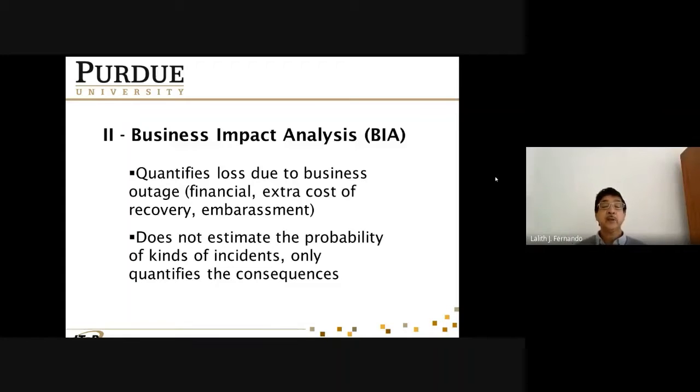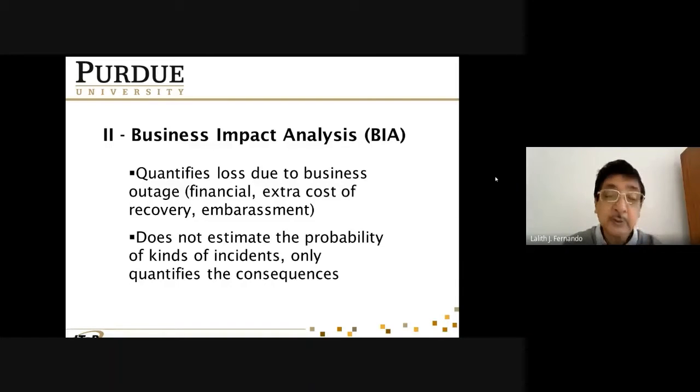Then it quantifies the loss due to business outages. Now it can be a financial cost or extra cost of recovery and embarrassment. Now embarrassment, really what happens is when something goes wrong with an organization, some outage or whatever, it will really affect the organization's reputation. So then it is a real reputation risk.